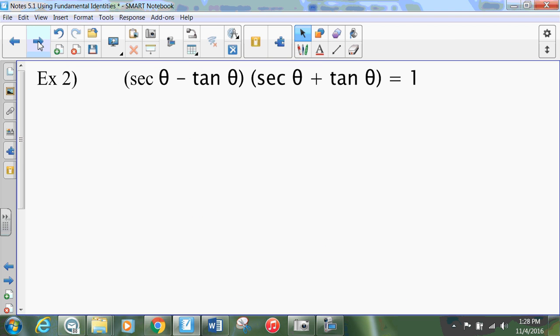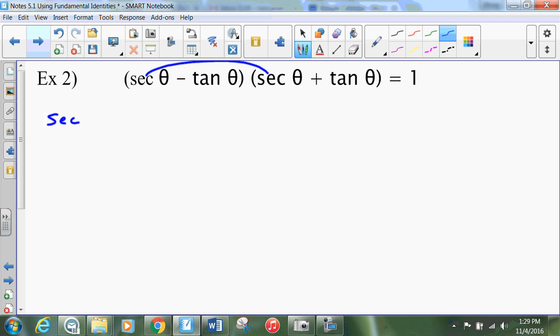All right, with the second one, it's pretty obvious to me the only thing we can do right now is to distribute. A lot of people learn this in 8th grade as foiling. I prefer to think of it as distributing, because then you can do any problem no matter how many terms are in that problem. So secant theta times secant theta is secant squared theta. Secant theta times tan theta is just simply secant theta tan theta.